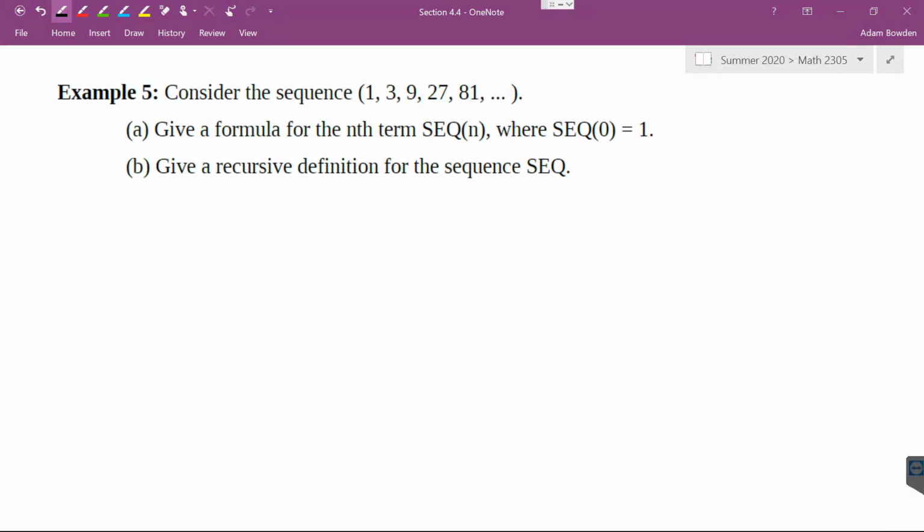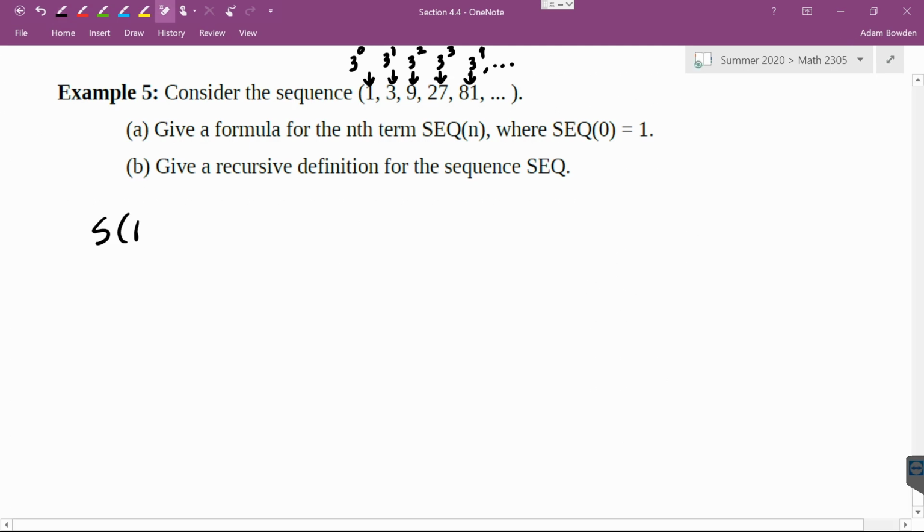Now for example 5, it says consider the sequence 1, 3, 9, 27, 81, and so forth. Give a formula for the nth term, sequence of n, where sequence 0 equals 1, and give a recursive definition. So the first question we should ask ourselves is, how are these numbers being constructed? Well, they look like they're powers of 3. So the first one would be 3 to the 0, 3 to the 1, 3 squared, 3 cubed, 3 to the 4th, and so on.